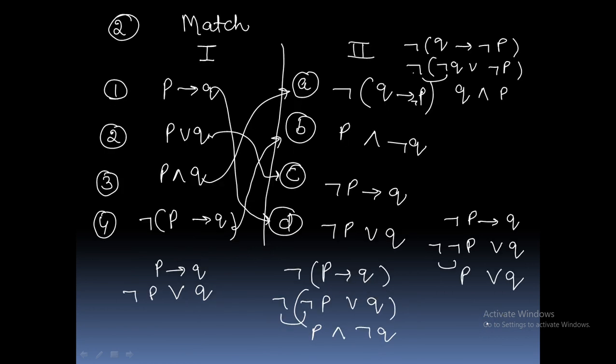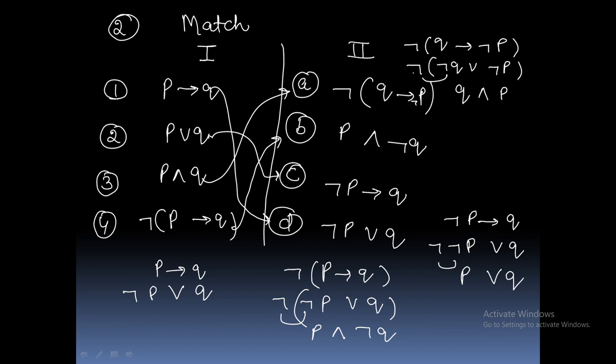Now next question is related to matching. There are two lists given, first and second. In the first list we have given P implies Q, P or Q, P and Q, not P implies Q. And on the right side, in the second list, we have given not Q implies not P, P and not Q, not P implies Q, not P or Q.